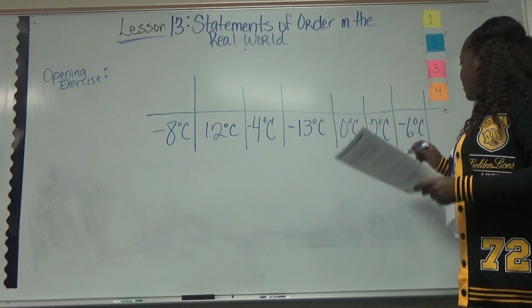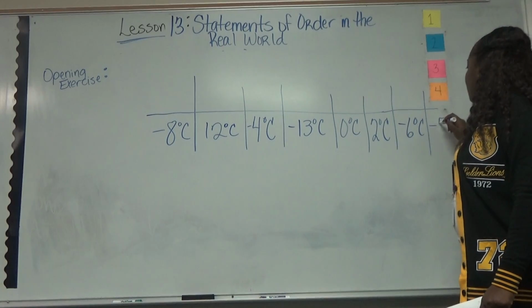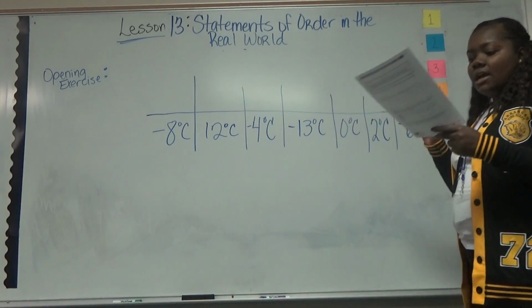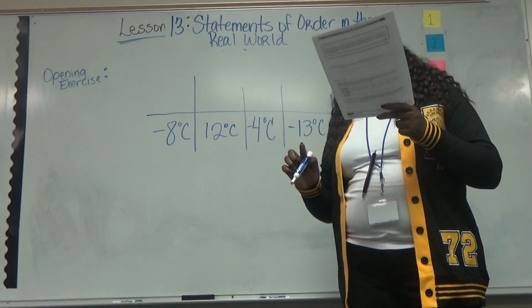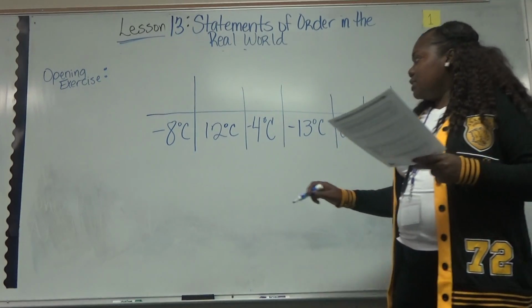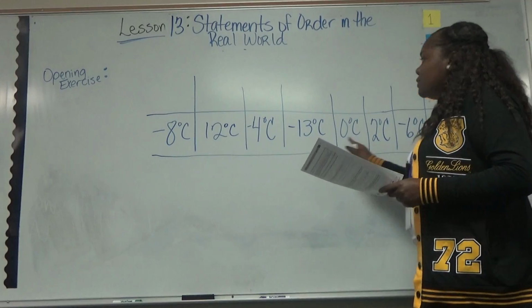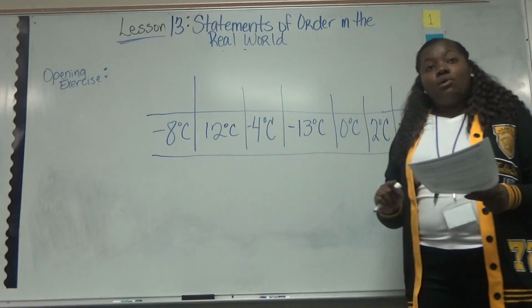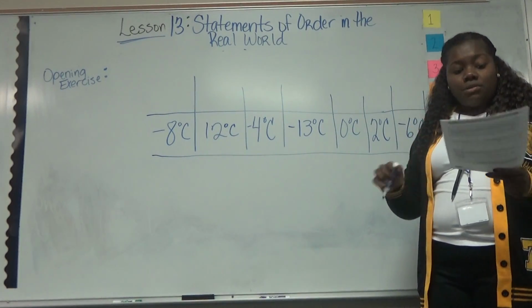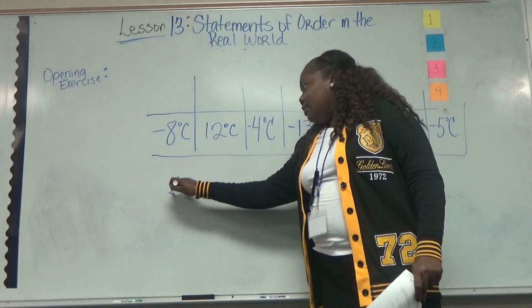Then we have negative 5. Negative 5 degrees Celsius. Alright, then it told us that we need to order these rational numbers from least to greatest. So right underneath this table, you're going to take these values and put them in order from least to greatest. Before you do that, I want you to draw a number line.